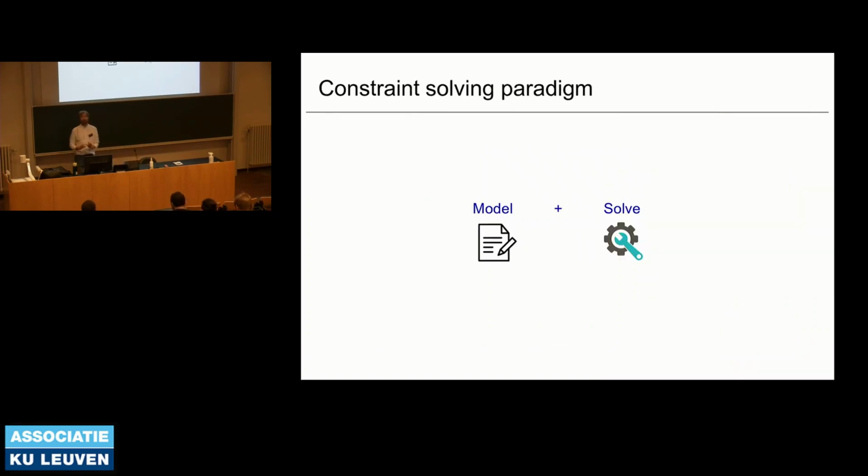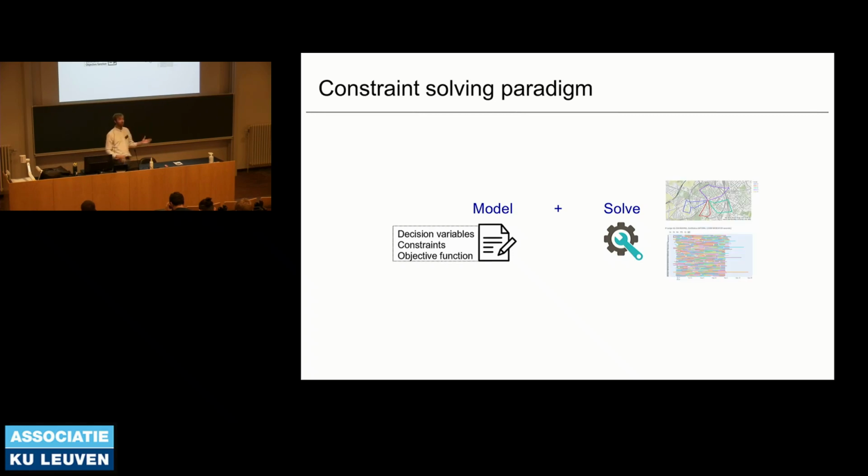The main paradigm that we follow in this is a model plus solve paradigm. Some of you are already in the field of constraint solving, so you know this, but let me just make sure everybody is on the same line here. The model consists of decision variables, constraints, and objective function. Then for the solving, you can use a number of state-of-the-art solvers that we will see, and then have these nicely visualized results, for example.